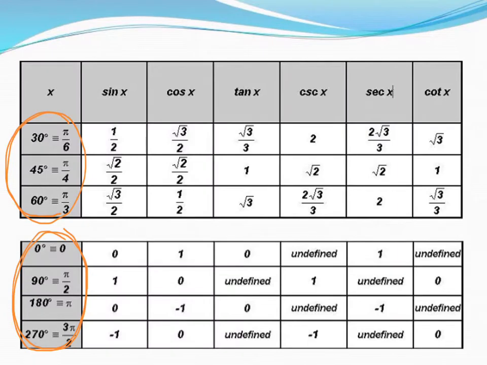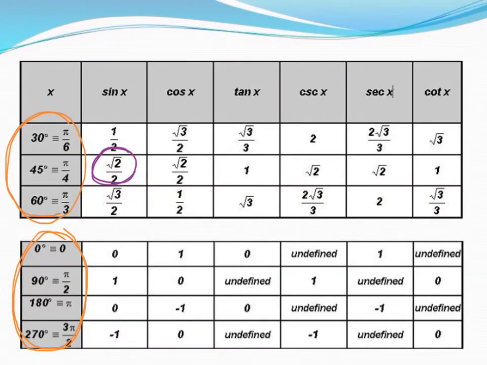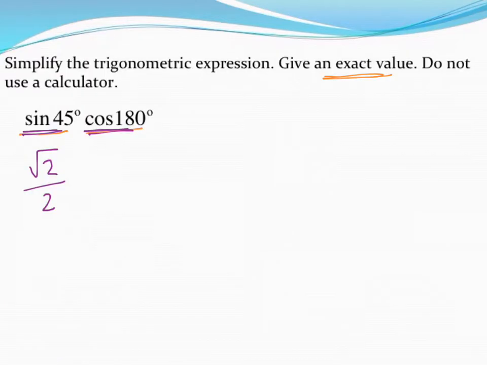So for example, if I look up the sine of 45 degrees, I see that that's just the square root of 2 over 2. So I'll go ahead and make note of that. And then I'll look up the cosine of 180, or maybe you have these values memorized. The cosine of 180 is -1. So really, all this problem is asking me to do is to take square root of 2 over 2, multiply that by -1, and so of course I'll get an answer of just negative square root of 2 over 2. Now that's my exact value, that's what we're looking for.